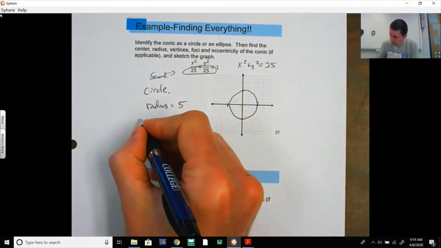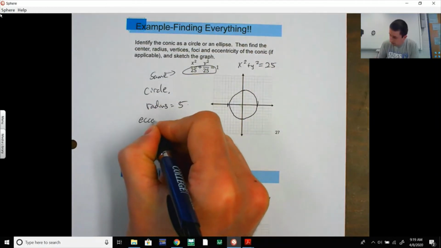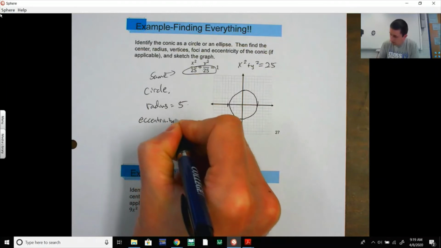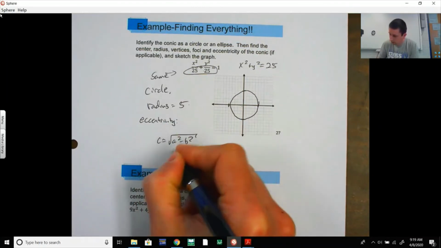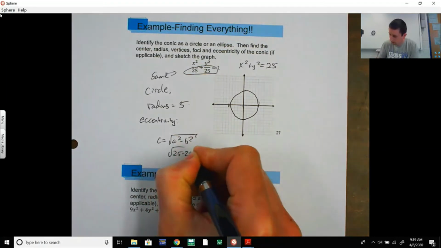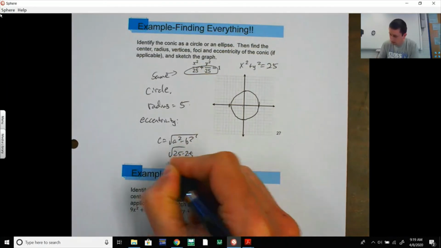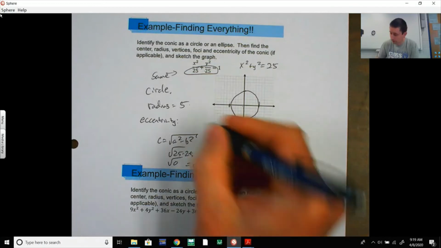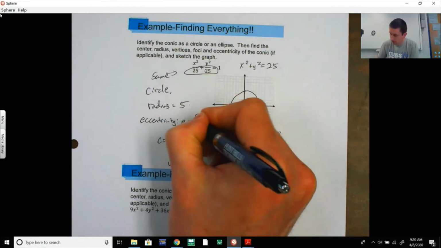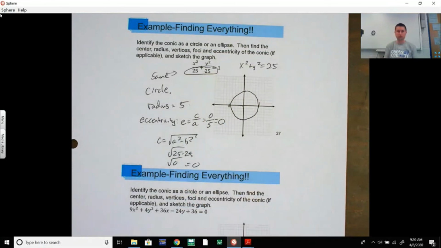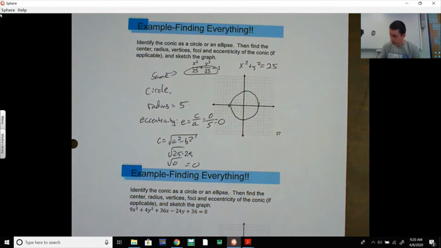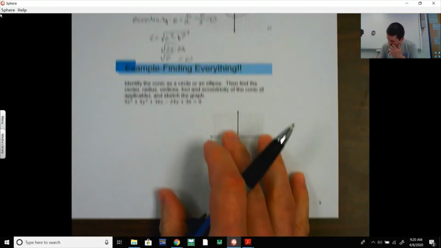So your eccentricity: remember c is the square root of a squared minus b squared, which is going to be the square root of 25 minus 25, which is the square root of 0, which is 0. So the eccentricity, e equals c over a, which is 0 over 5, which is 0. So a circle has an eccentricity of 0. The center is the origin. Okay, we're good. Let's move on.